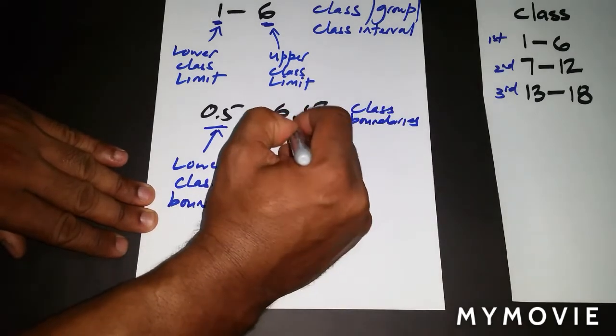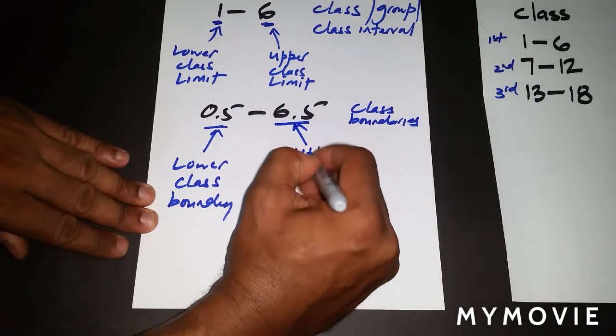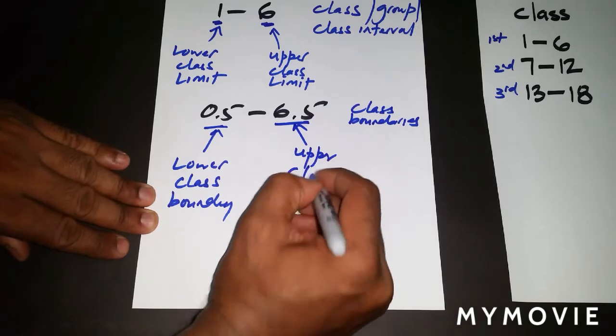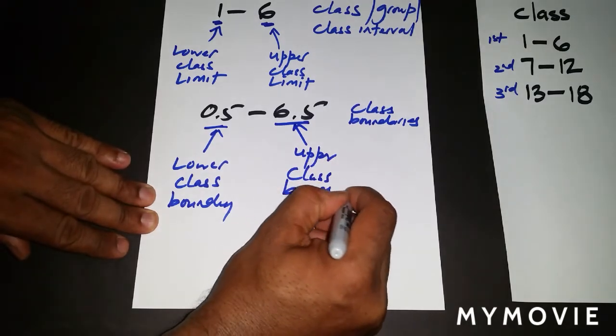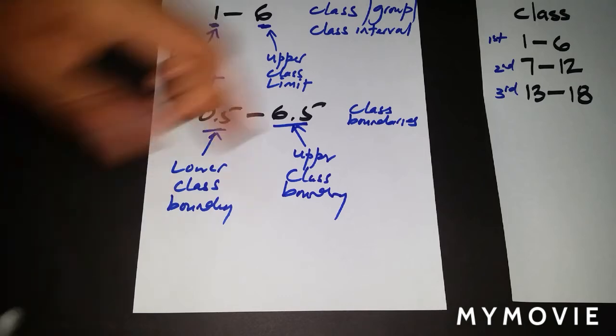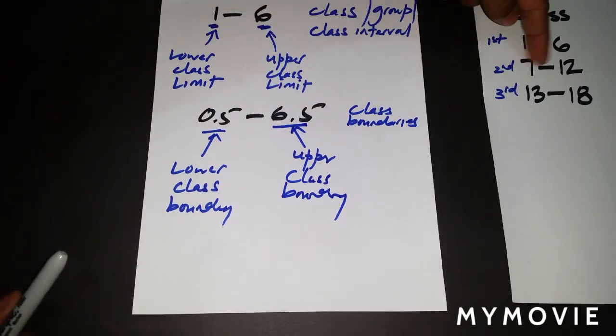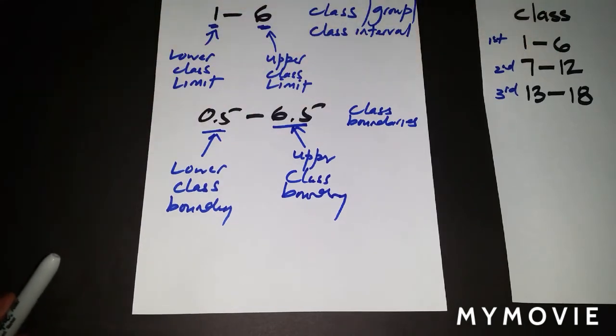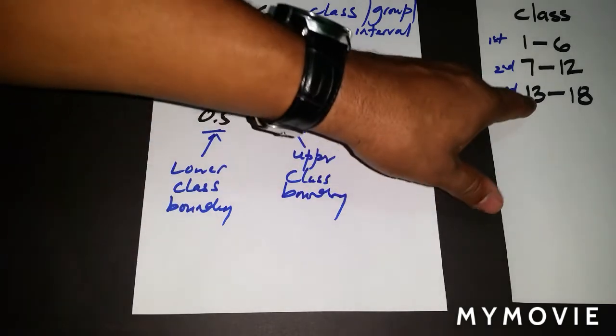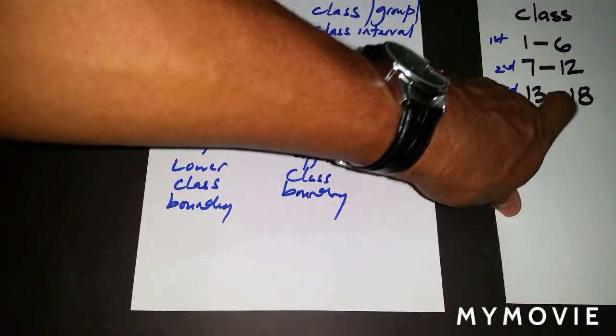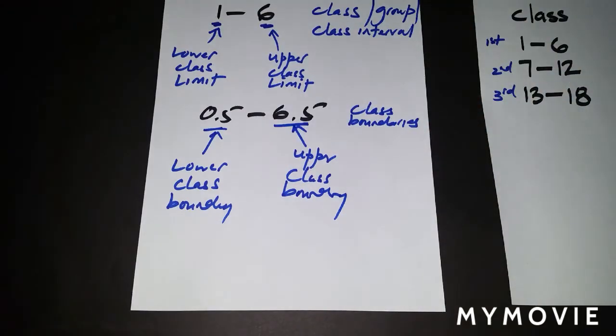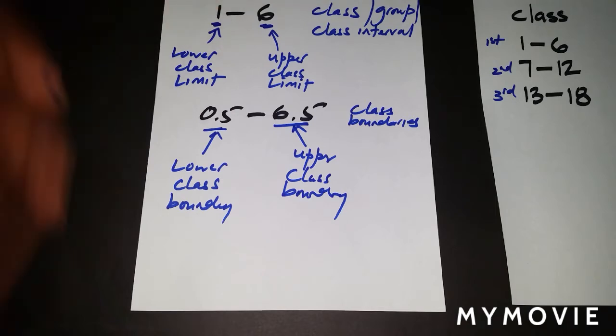And obviously this would be the upper class boundary. So for the second class interval, 7 to 12, the lower class boundary would be 6.5 and the upper class boundary would be 12.5. And for this one, the lower class boundary would be 12.5 and the upper class boundary would be 18.5. Very simple. Just take away 0.5 from here and add it back to that.